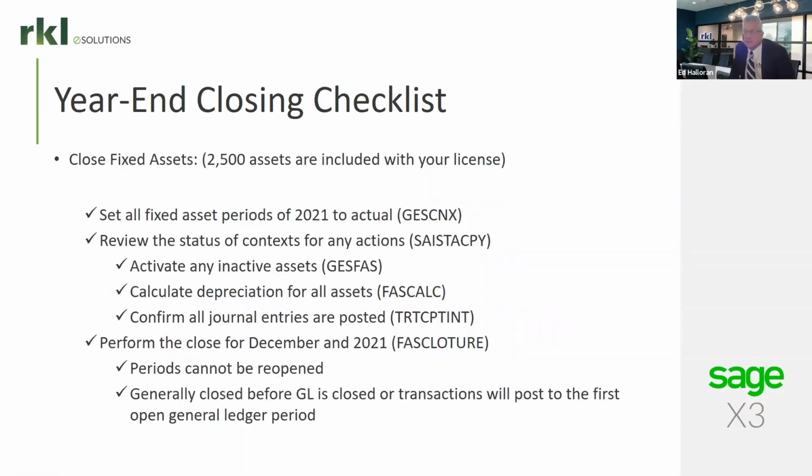All right, so for fixed assets, you'll want to close fixed assets usually before the general ledger, but you don't have to, and we'll talk about that in a sec. With your license for Sage X3, you do get 2,500 assets across all folders. So if you've got a test system and you make a copy of your test system and you've got 2,000 assets in each folder, you'll be above the license.